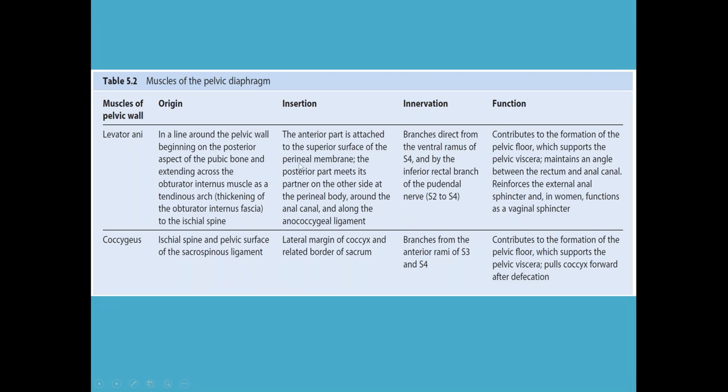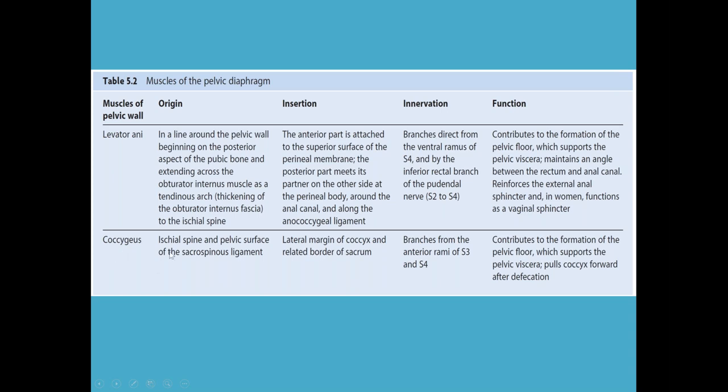So what is the function of the levator ani? It contributes to the formation of the pelvic floor, which supports the pelvic viscera, maintains the angle between the rectum and anal canal, reinforces the external anal sphincter, and functions as the vaginal sphincter. So in defecation it has an important role.